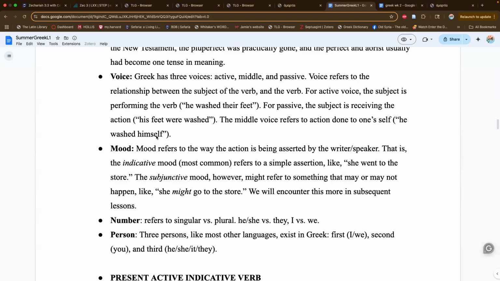So I have here, like, he washed their feet, active. The subject is doing the action. Then you have passive, his feet were washed. The subject, his feet, is receiving the action. But then you have the middle voice, which would be something like he washed his own feet, something like that. So it's action that you're doing to yourself.